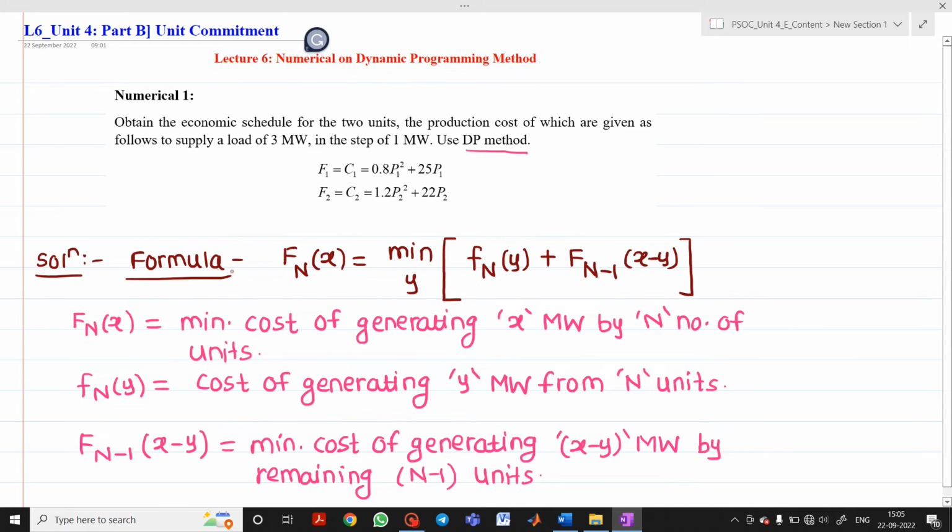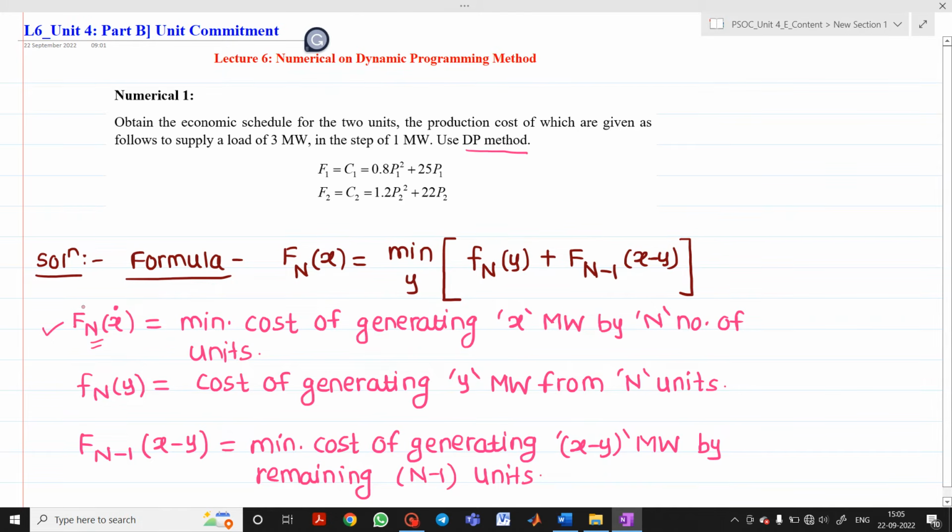So the formula for the dynamic programming method is capital F suffix n of x equal to minimum over y of small f suffix n of y plus capital F n minus 1 of bracket x minus y. Let us first understand the meaning of these terminologies. Capital F n of x indicates the minimum cost of generating x megawatt by n number of units. Small f suffix n of y indicates the cost of generating y megawatt from n number of units.